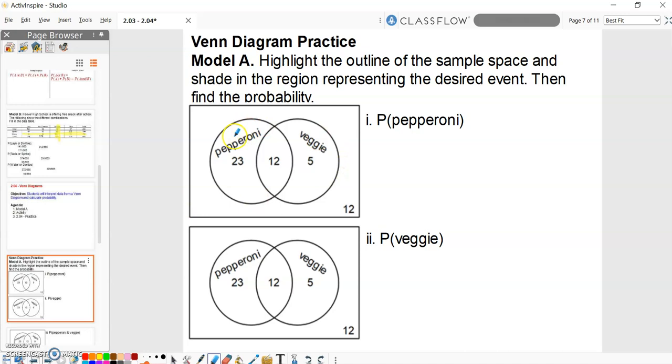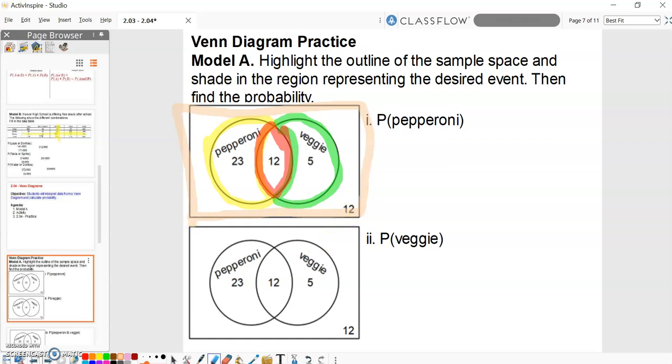Okay, so the sample spaces are: we have a pepperoni option. We also have a veggie option. And then we also have pepperoni and veggies. And finally we have neither, which I guess would be considered a cheese pizza, and that's down here on the outside.